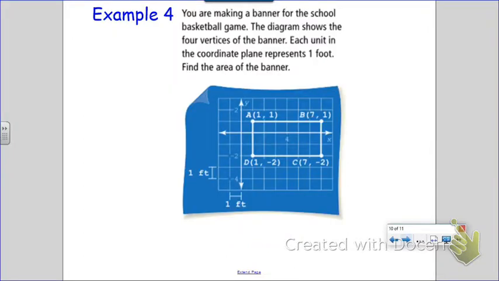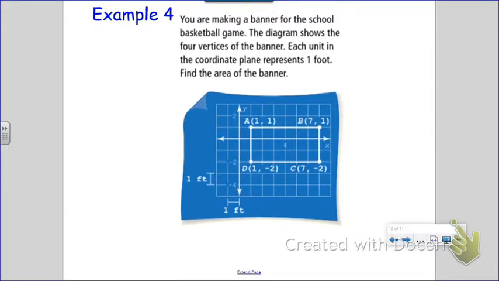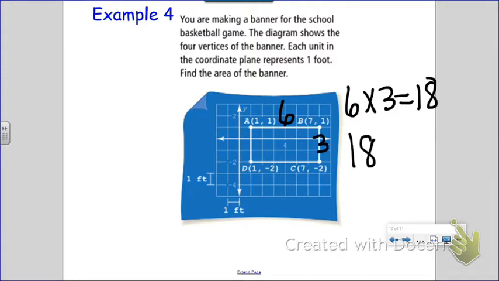Next example, you're making a banner for the school. The diagram shows the vertices of the banner. Each unit in the coordinate plane represents 1 foot. Find the area of the banner. So we have a total of 6 by 3. Area of the rectangle is 6 by 3, length times width, 18. Each unit is 1 foot, so it'll be 18 for the area, feet squared.